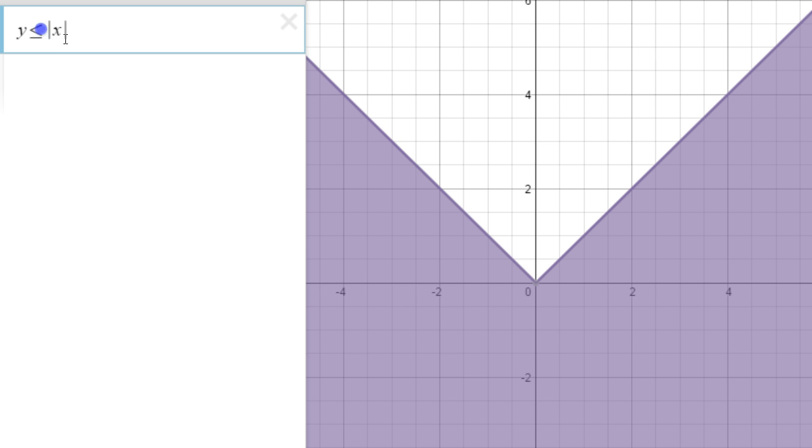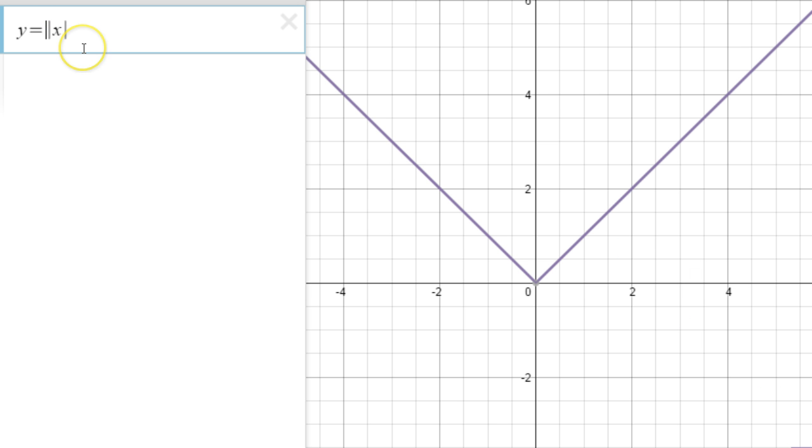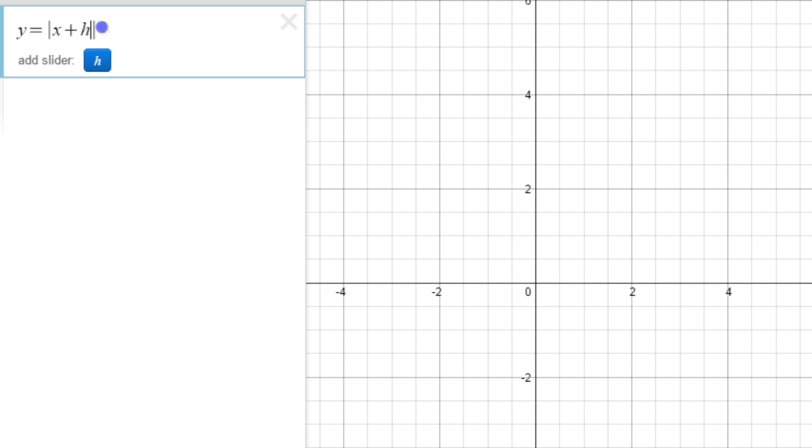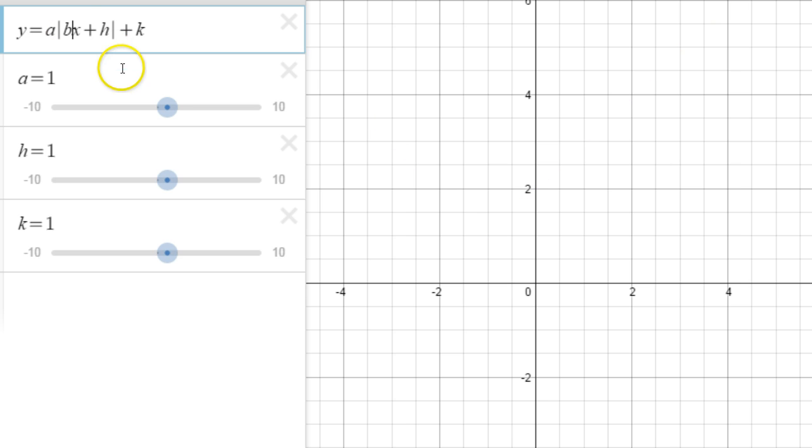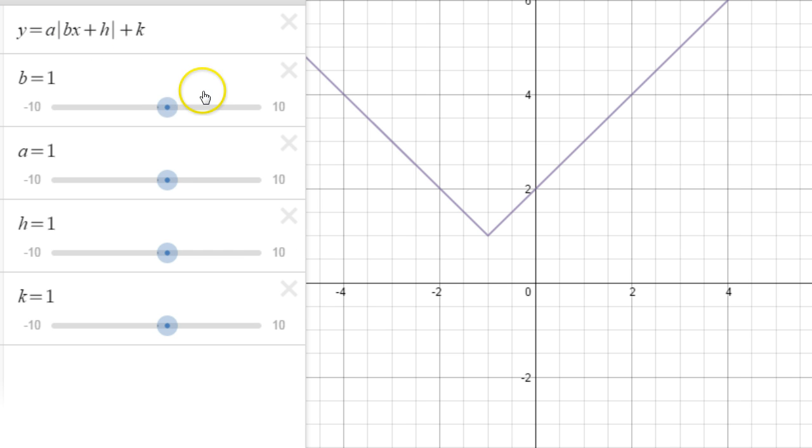Now to talk about our actual graph, to talk about the actual mechanics of it, you can put some variables in there like what I'm doing, and put an A in front, and add sliders for all because you can mess around with them. So the number in front that's being multiplied outside of the actual absolute value, let's put a B in here. Let's make it B. There we go.